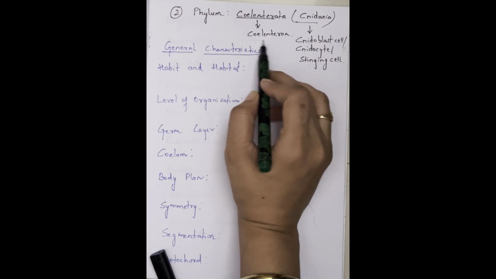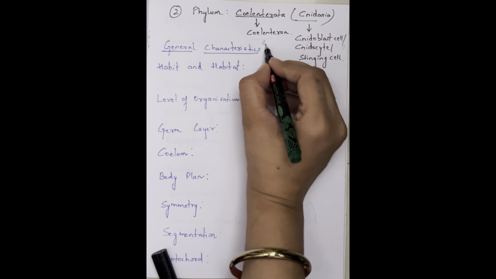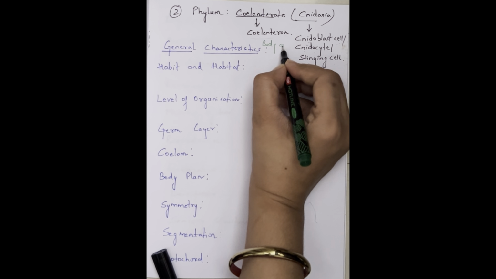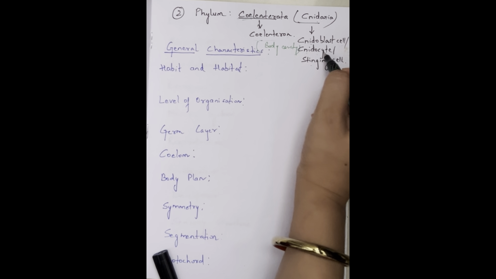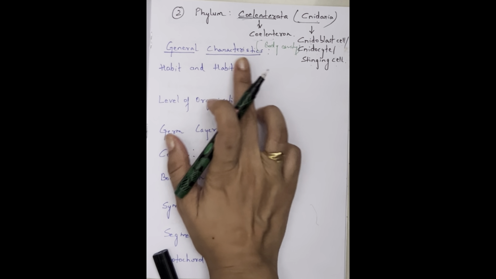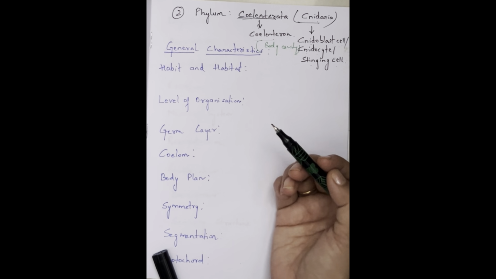We call them Coelenterata because they have a body cavity known as coelenteron. So this coelenteron is their body cavity. Okay, so we will discuss the general features now. The first is habitat.